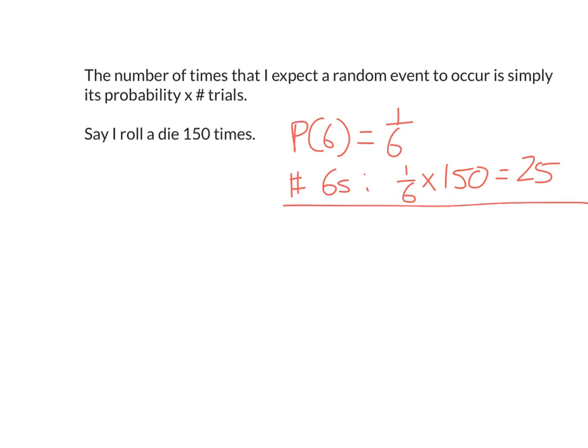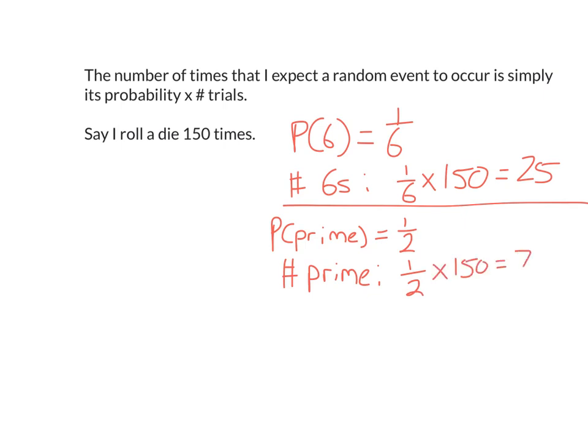I figured out the probability that I roll a prime number is a half. So if I roll a die 150 times, I expect that I will roll a prime number half of those times. Half of 150 is 75. So that's how you figure out the expected number of times something happens. It's the theoretical probability times the number of trials.